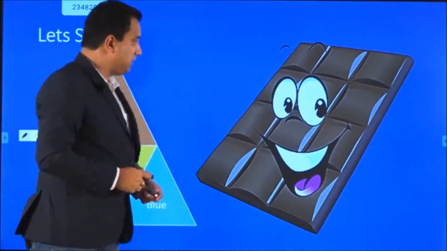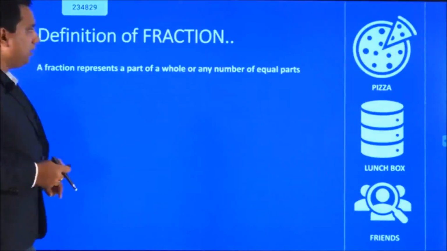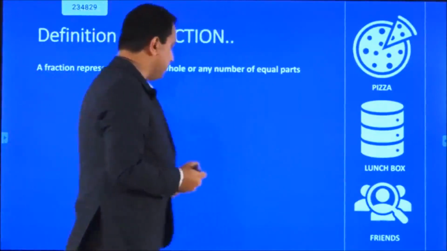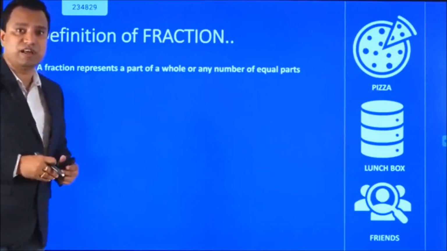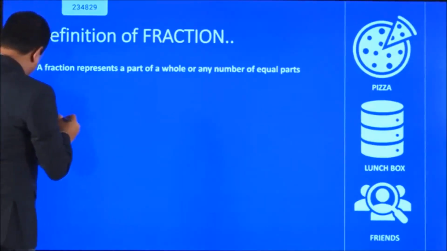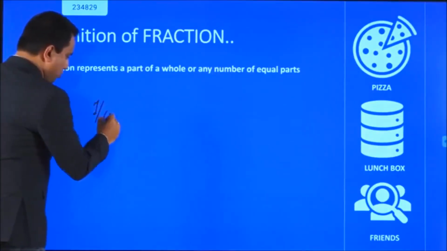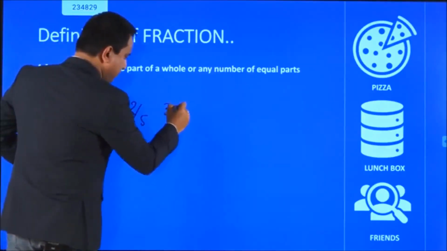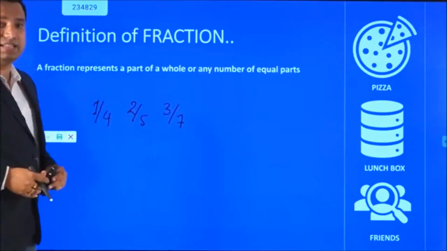Now, let's try to see some more and understand how we should define a fraction. Let's try to understand what kind of fractions we have learned so far, or what the various examples are that we have learned. One was 1 by 4, then we have seen 2 by 5, or we see 3 by 7. So these are the various examples that we tried to see in the previous slides.